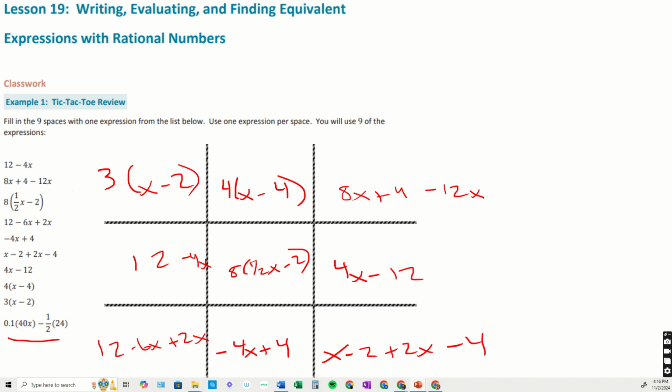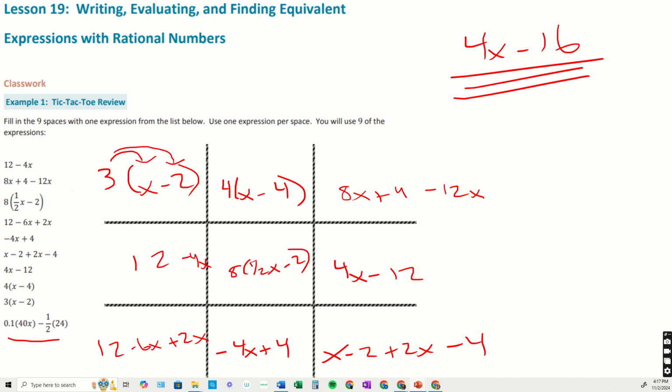And so now what I'm going to do is throw up an equation, and we're going to see which ones are equivalent, and any that are, we're going to mark with an X and see if we made a tic-tac-toe pattern anywhere. So we're going to say that it's 4x minus 16, and anything that is equivalent to that, we're going to mark with an X. Anything that's not, we'll leave. So 3 parentheses x minus 2, the way we'd do this is we would distribute, so 3 times x and 3 times negative 2. 3 times x is 3x, and 3 times negative 2 is negative 6, so I have 3x minus 6. That does not match, so I'm not putting an x.